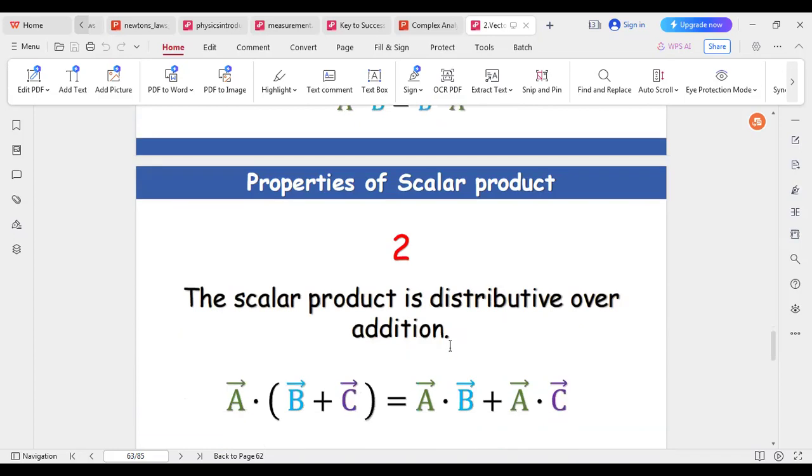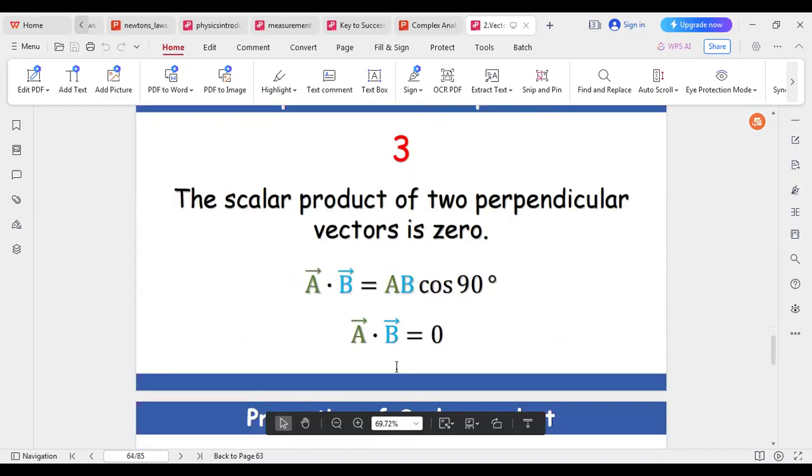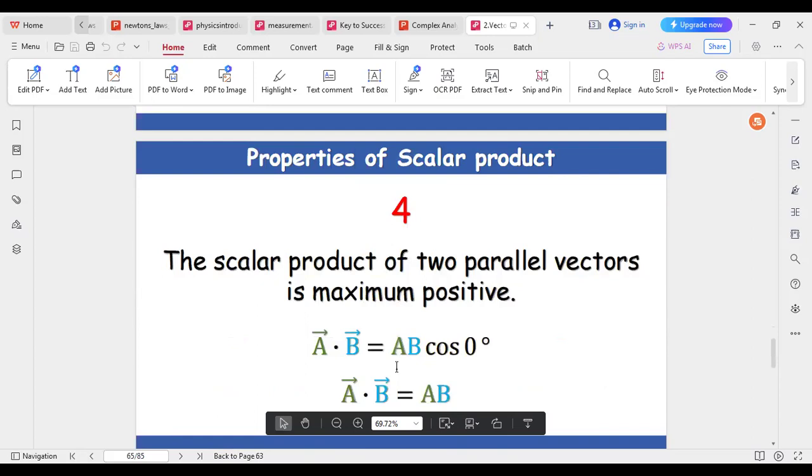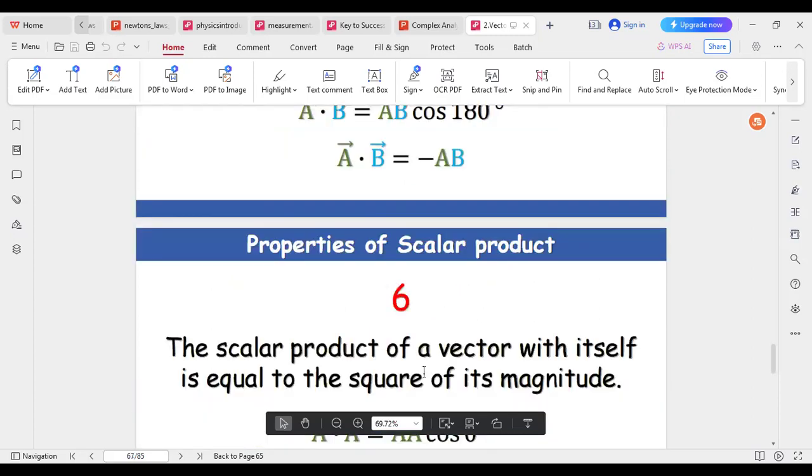Similarly, there are other properties as well. Property number three: the scalar product of two perpendicular vectors is 0, because cos 90 degrees equals 0. Similarly, for two parallel vectors, cos 0 equals 1, which is the maximum positive. Similarly, the maximum negative will be at anti-parallel, that means the included angle will be 180 degrees. Cos 180 degrees equals -1, so it would be equal to minus AB. This is the maximum negative.